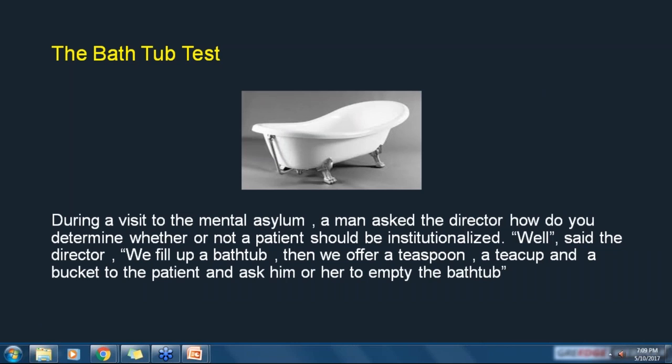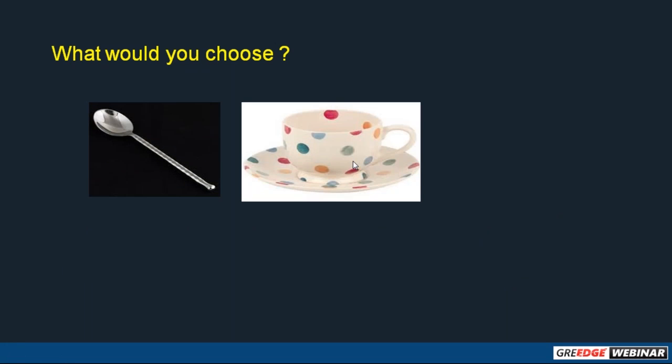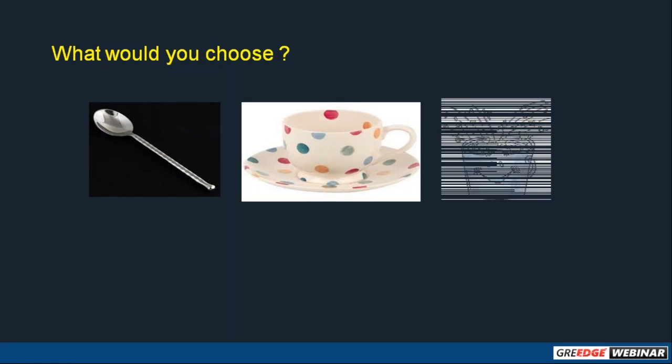The bar test. Can you guys read it? Let me know once you have read the paragraph. During a visit to a mental asylum, a man asked the director, how do you determine whether a person should be admitted or not? The director said, we fill up a bathtub, then offer them a spoon, a teaspoon, a teacup, and a bucket, and ask them to empty the bathtub. Imagine you are the person asked. Would you choose a teaspoon, a teacup, or a bucket?